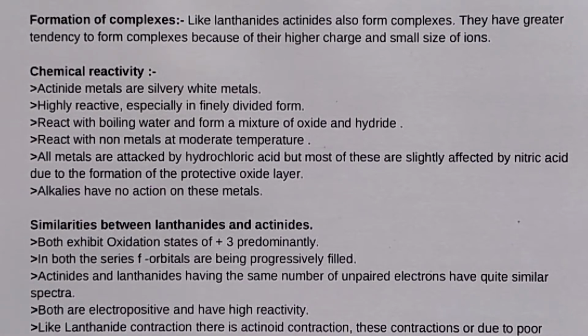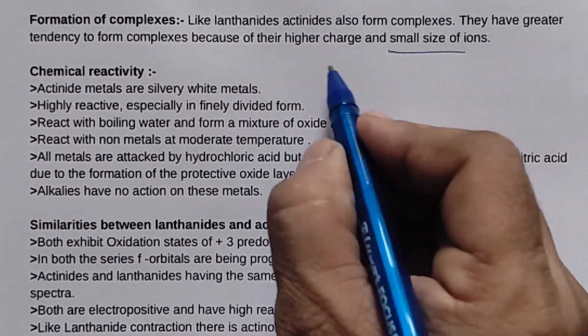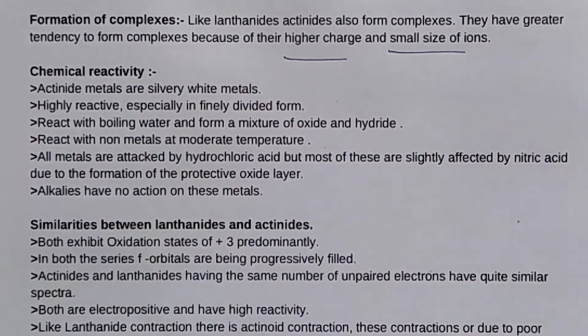Recently we have studied that actinide contraction is greater than lanthanide contraction. Why? Because the size was small. 5f orbitals are more poorly shielded. So the same is the answer for them. They have smaller size and higher charge. That is why actinides have more tendency to form complexes.